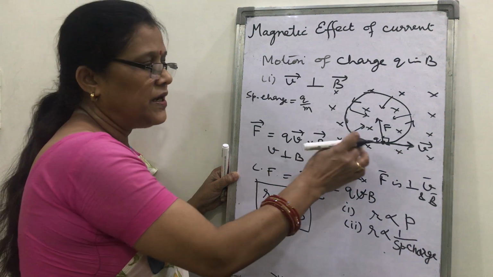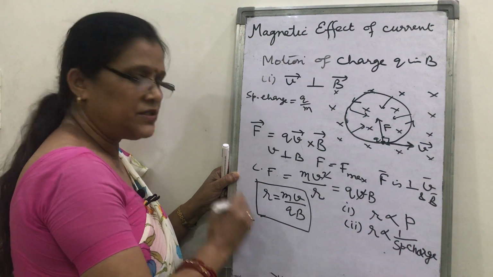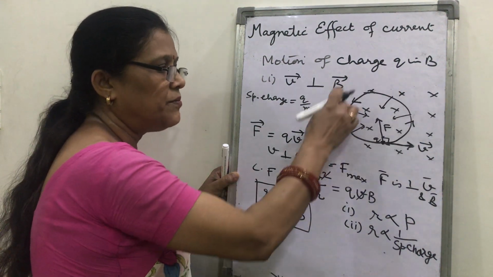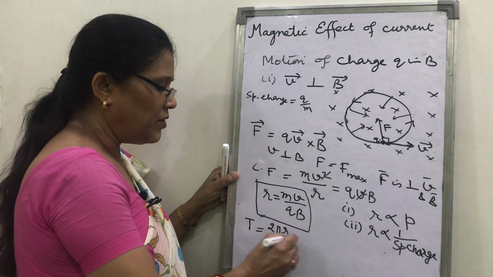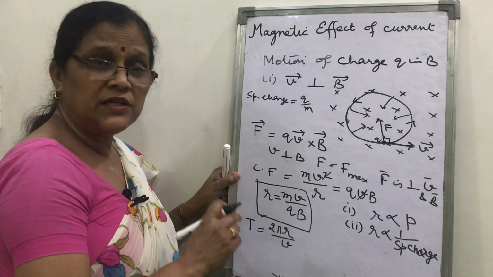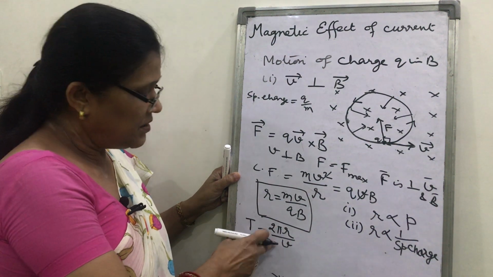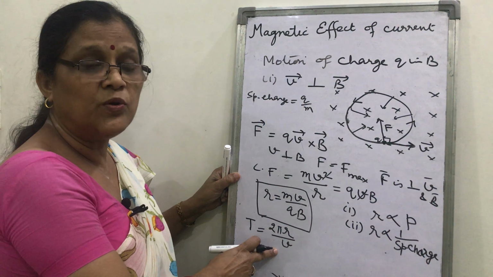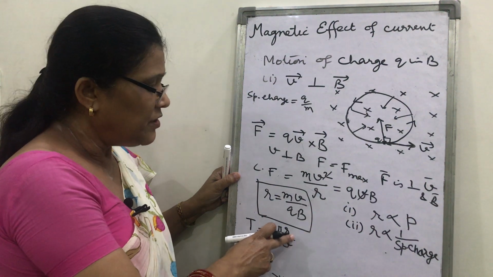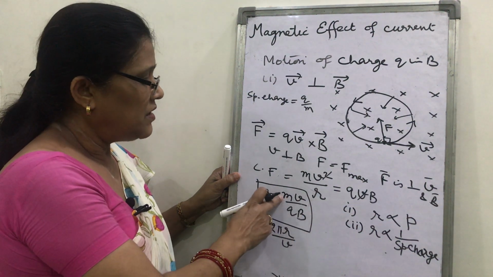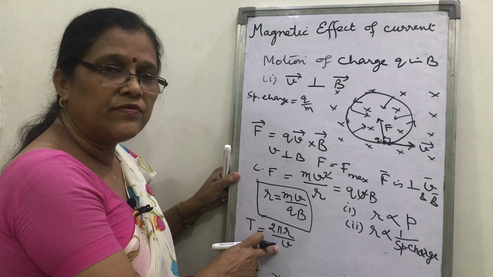Suppose the time taken by the charged particle to complete one revolution is T, then how will you write T? T is 2 pi r upon v. And one question is asked: prove that the time period is independent of velocity. So you may get confused here that it is v. No, the time period is independent of velocity. How? The more the velocity, the more the radius. Here the radius is dependent on v and the time period is independent of velocity.